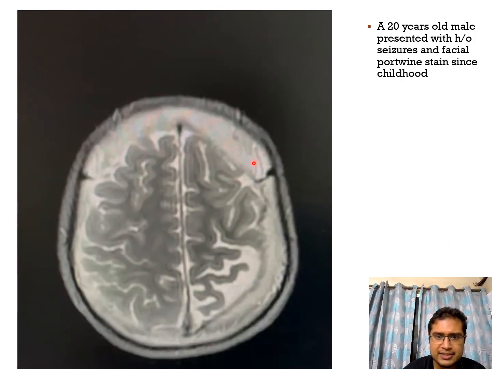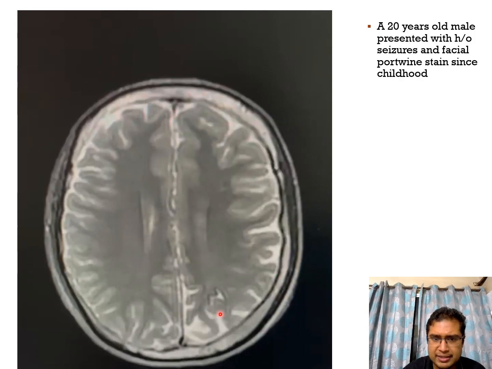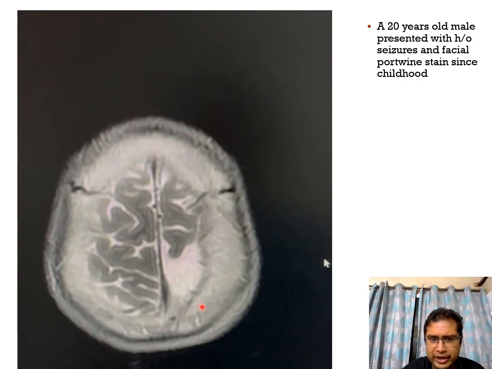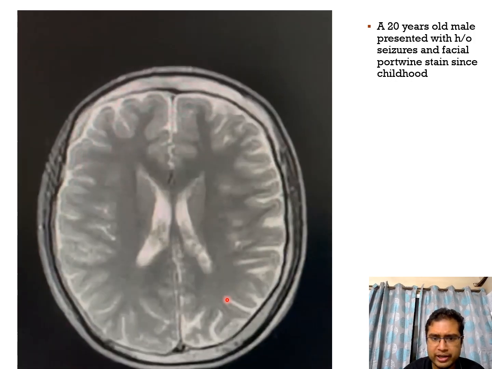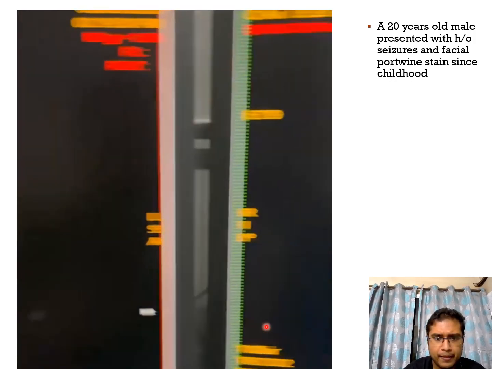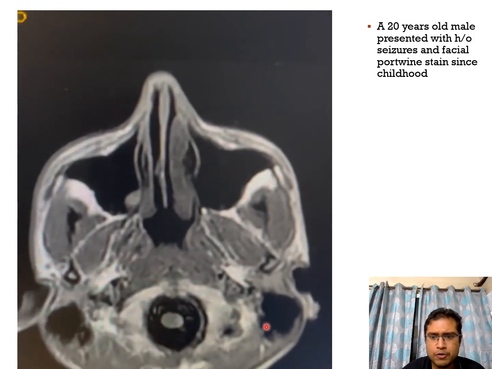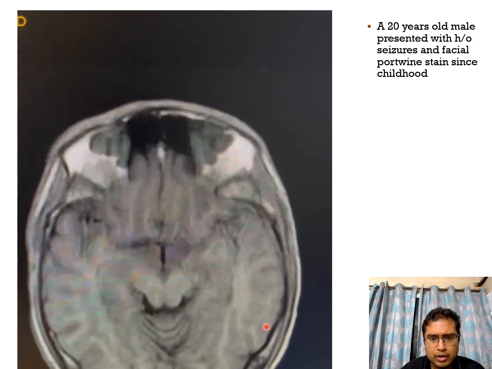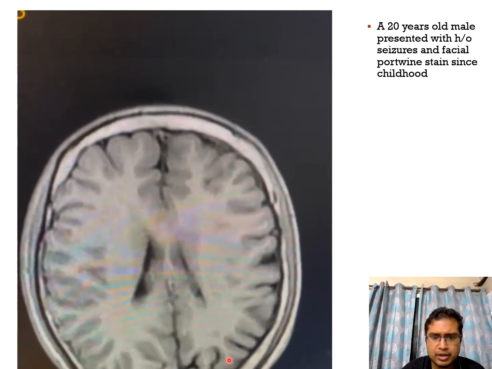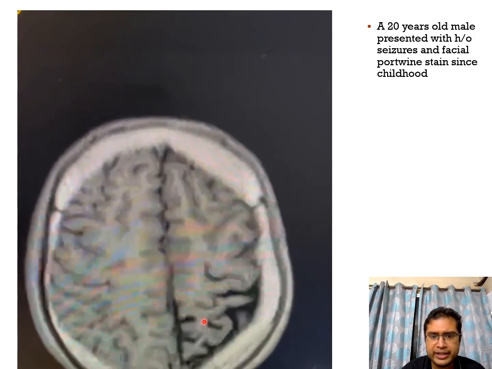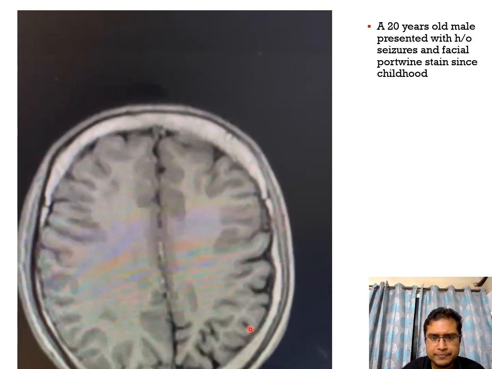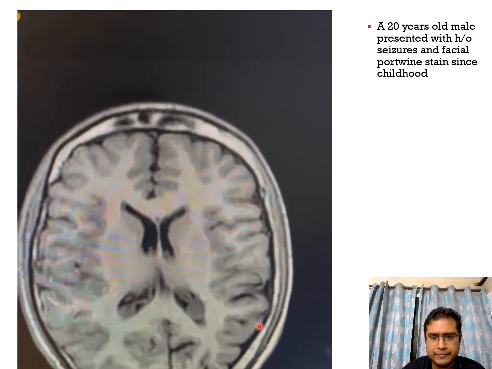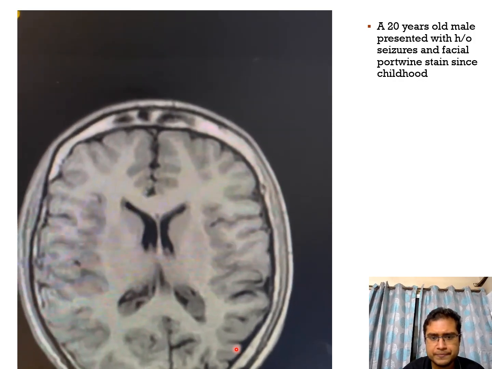We can see that there is thickening of the calvaria and some parenchymal loss, along with linear hypointensity in the subcortical white matter on T2. Then the axial section of T1 weighted images. Again, we can see T1 hypointensity in the subcortical area in the parieto-occipital region, along with thickening of the calvaria and some parenchymal loss.